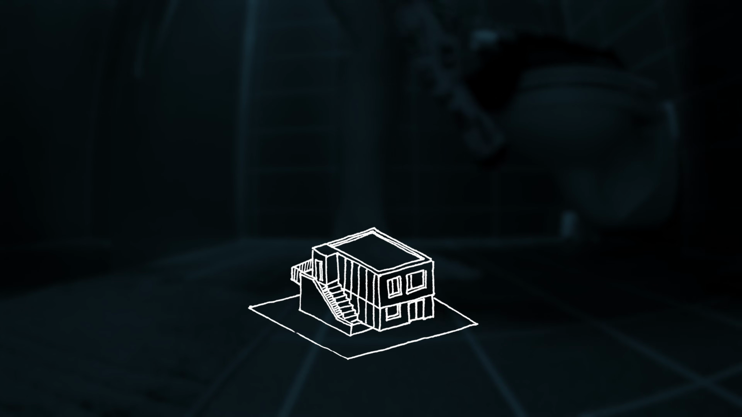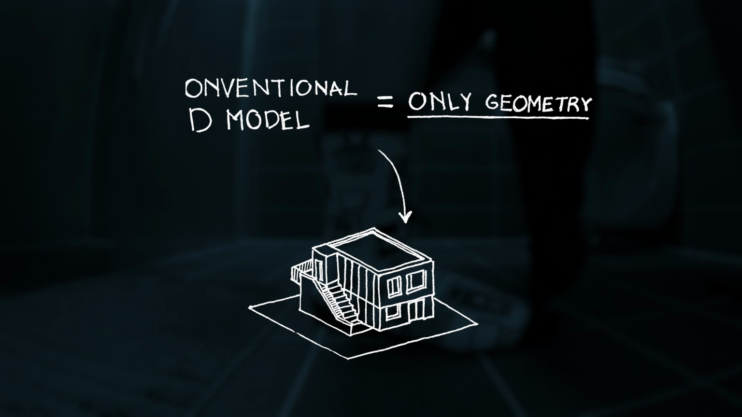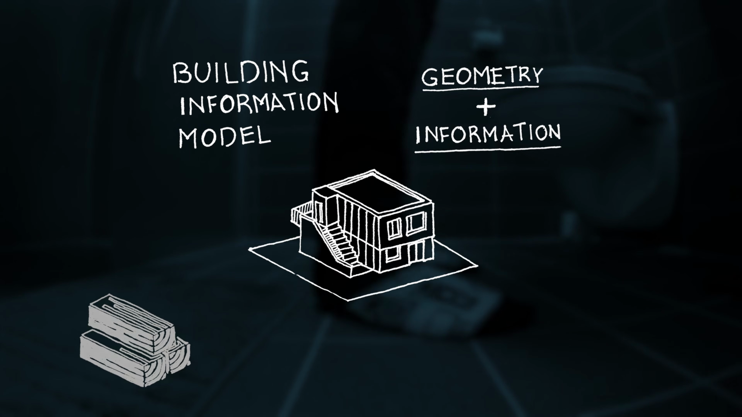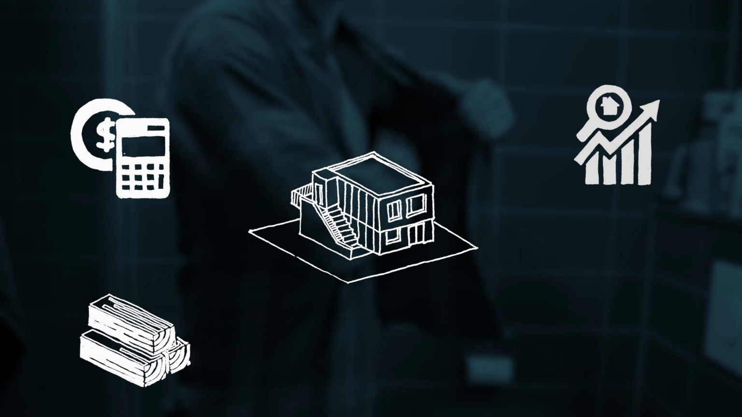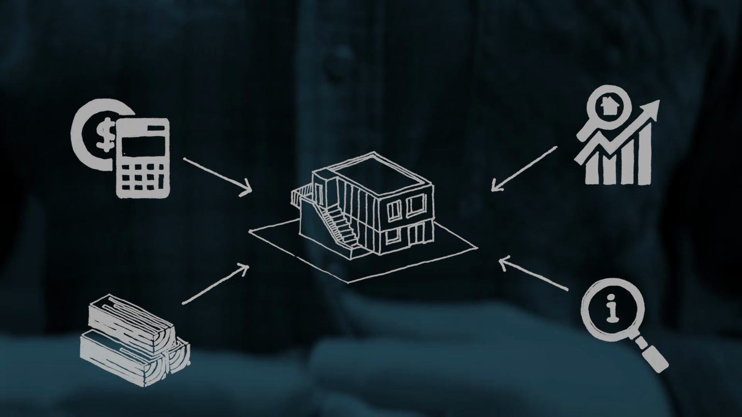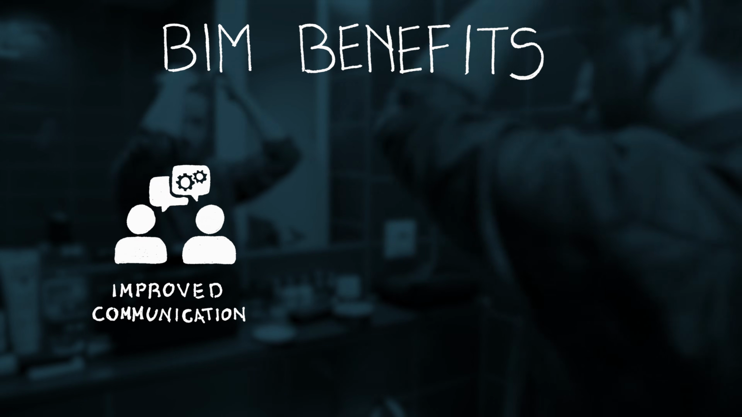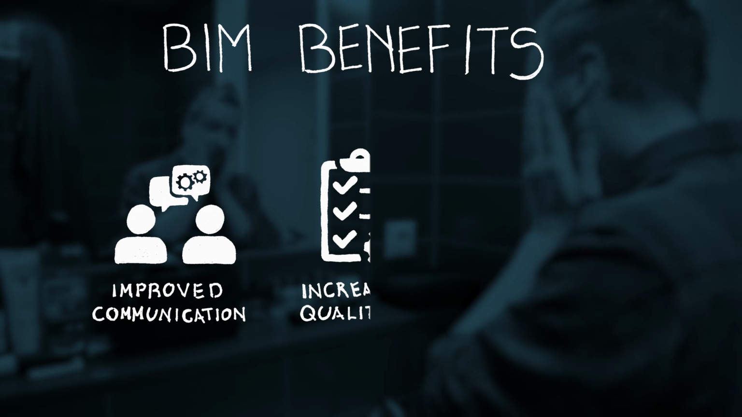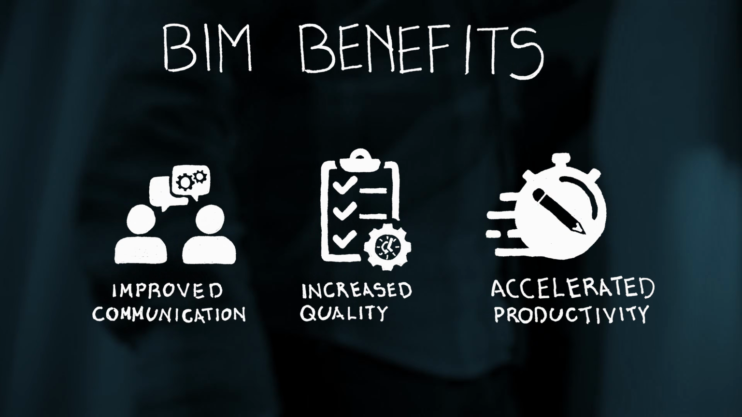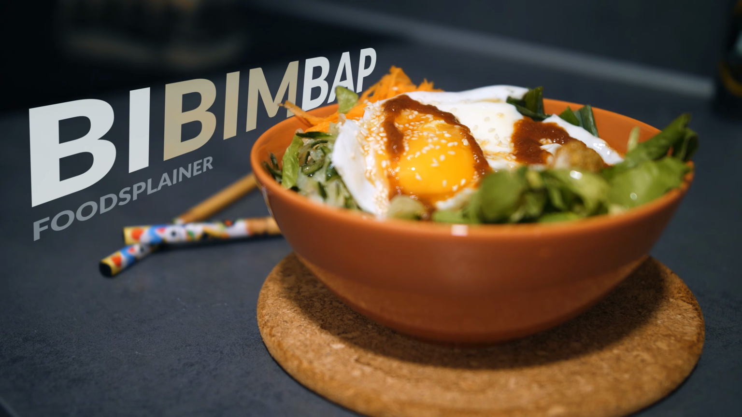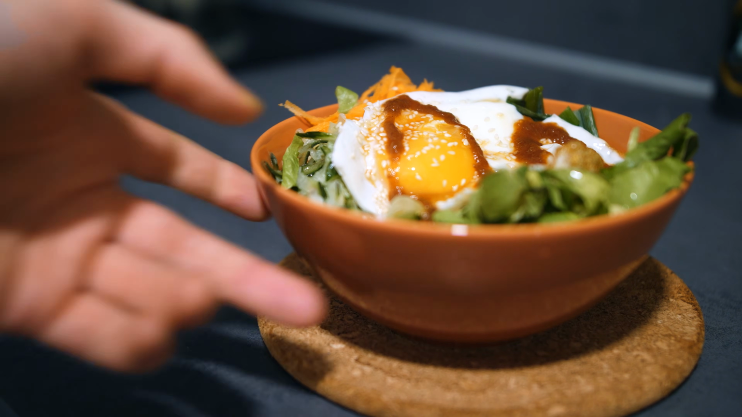Unlike 3D models created in conventional computer-aided design software, BIM not only contains geometry, but also information that can be used for material and cost estimates, simulation and analysis, and visualization, just to name a few. More importantly, BIM allows for better communication by mixing together different disciplines in one environment, reducing errors and rework. Because this channel is all about food and design, let me show you this advantage of BIM using bibimbap, a Korean dish whose name translates to mixed rice.